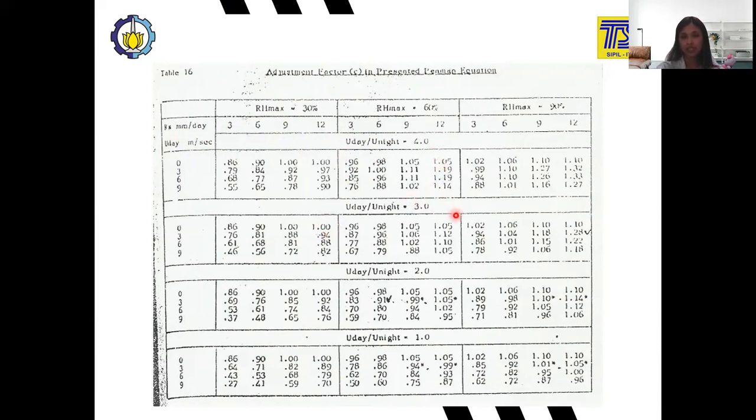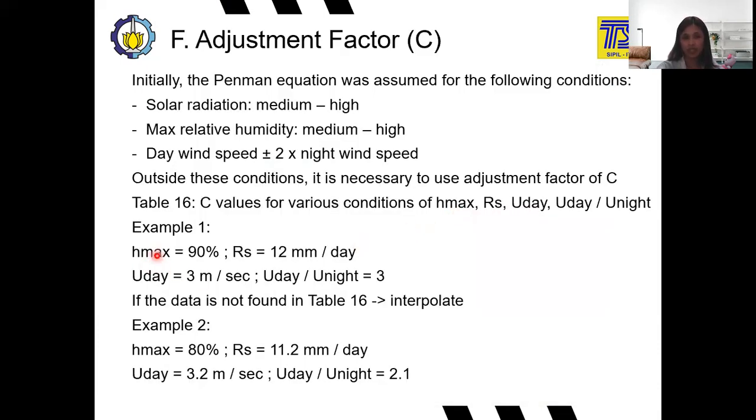It's usually near to 1. For example, here we have the relative humidity maximum of 90%, and then we have the radiation of 12 millimeters per day, and a wind velocity of 3 meters per second in the day, and the ratio of wind velocity in the day and night is equal to 3.